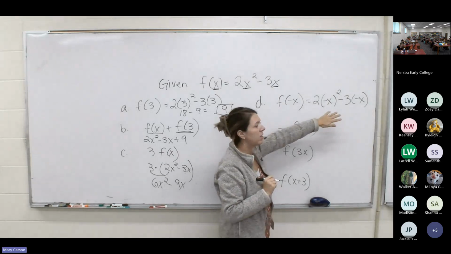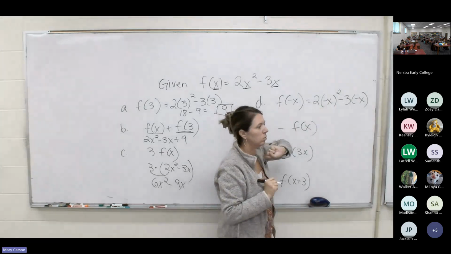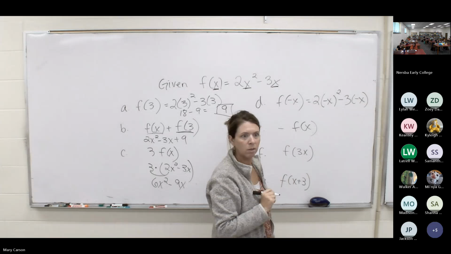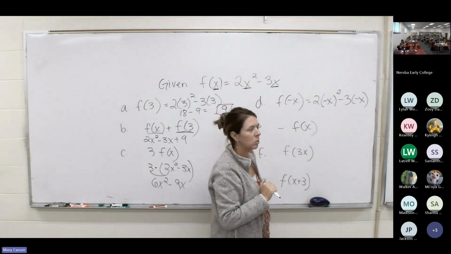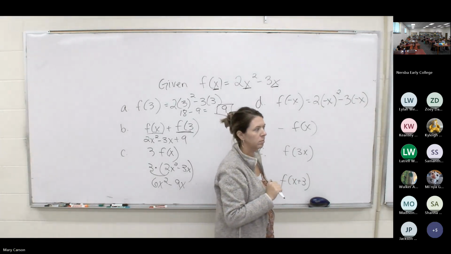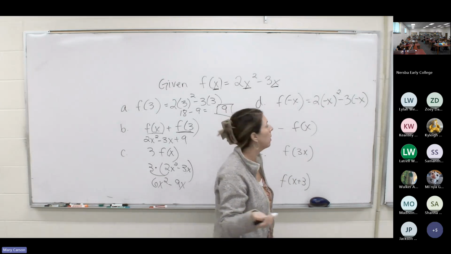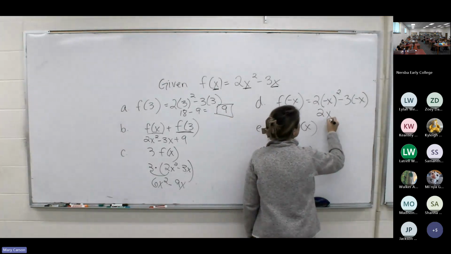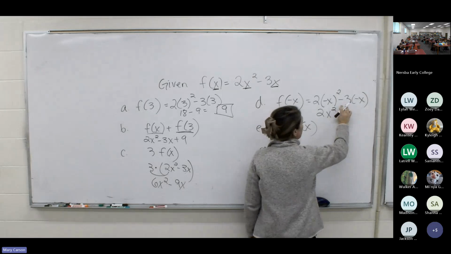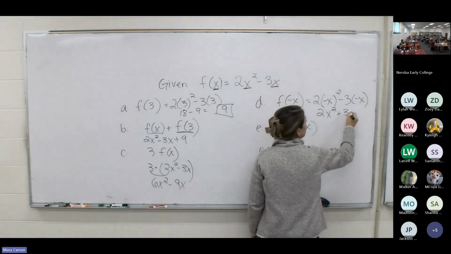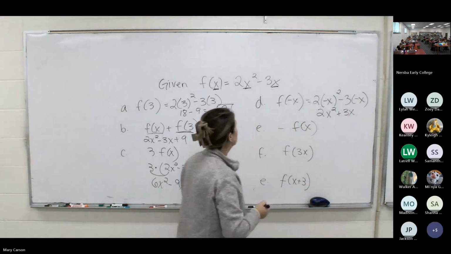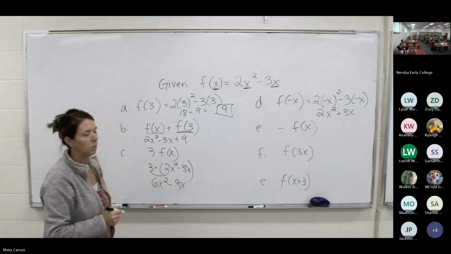Now we have to simplify this. What is negative x squared? What would that be? It's saying negative x times negative x, which becomes a what? Positive x squared. So this becomes 2 times positive x squared, and then you got a negative and negative, which is going to make a plus 3x. Questions on that one?